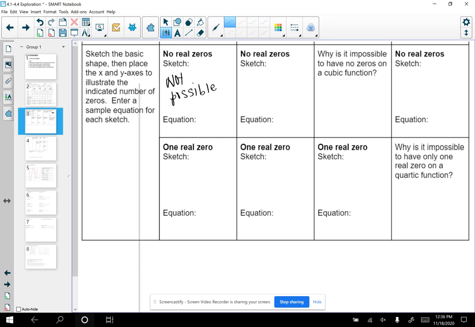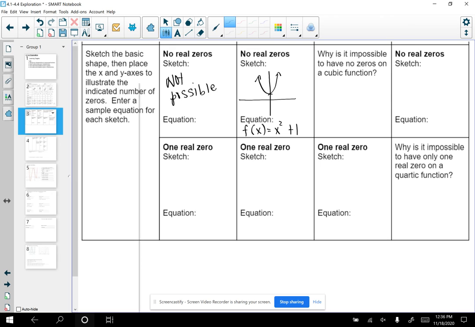Now we think about quadratic. Is it possible for a parabola to never cross the x-axis? This is our parabola. It totally is, as long as we move it up one. So an equation could be f of x equals x squared plus 1. That moves it up 1, and therefore it will never cross the x-axis.